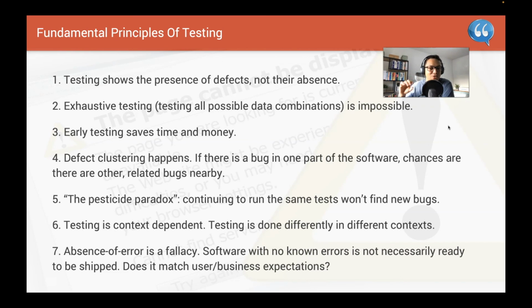I like to associate this with the definition of insanity: keep doing the same thing over and over, expecting a different result. Number six, testing is context dependent. Testing is done differently in different contexts, different systems, different approaches, different techniques altogether. Number seven, absence of error is a fallacy. Software with no known errors is not necessarily ready to be shipped. You have to ask the question: does it match the user or business expectation?